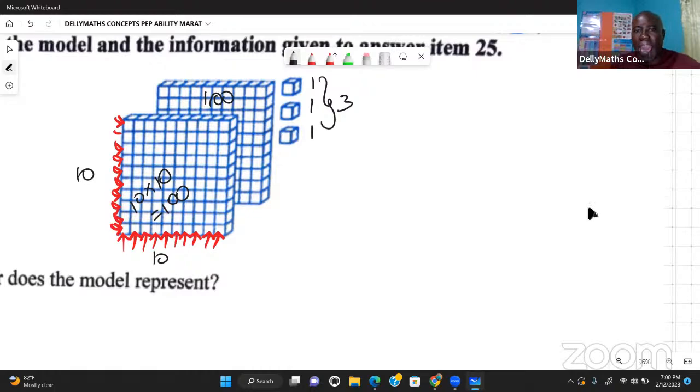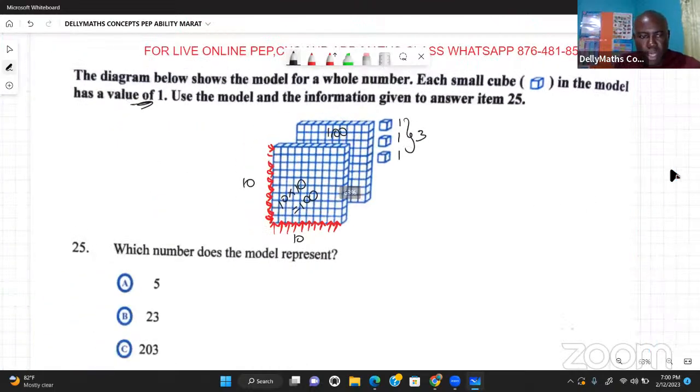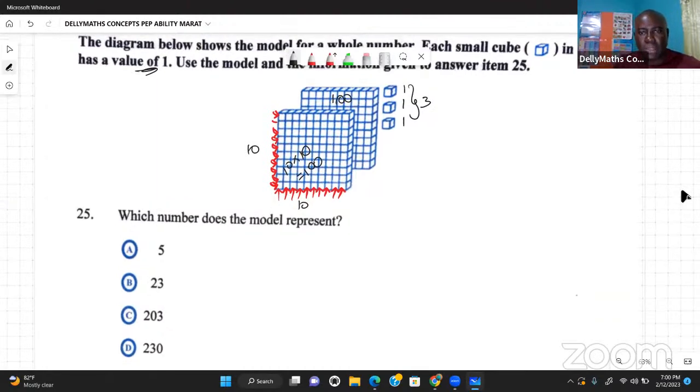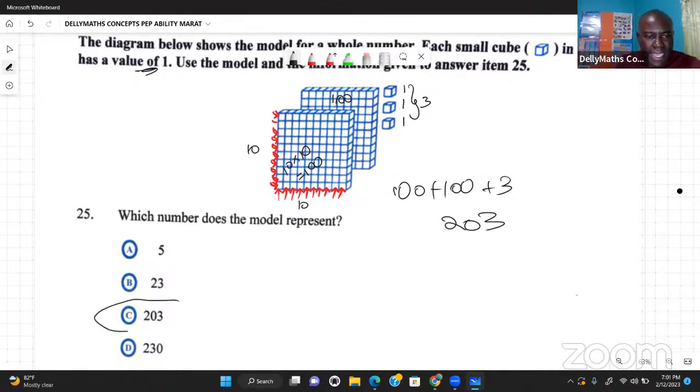So now I have some number for my model, right? The question says, which model would represent that? We're talking about 100 plus 100 plus 3. I'm looking for 203 as my answer. And the answer is C. So there it is. You could make the link and find out what's going on. The moment you find out what's going on, you can definitely predict the other things, even though they're hiding some of it.